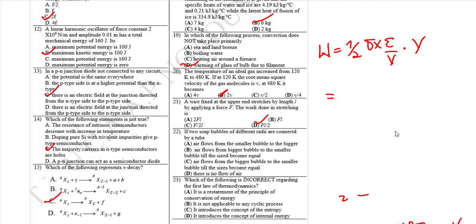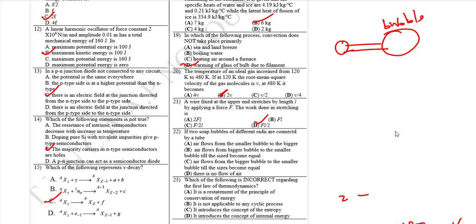Now let's go to question number 22. If two soap bubbles of different radii are connected together by a tube, something like this, two soap bubbles, what will definitely happen? If you have done this when you were still a child, this is a bubble and this is another bubble, you will realize that when you connect them with a tube, this absorbs all of this, so this volume will shrink whereas this volume will increase. So they say air flows from the smaller bubble to the bigger bubble. Correct answer A.